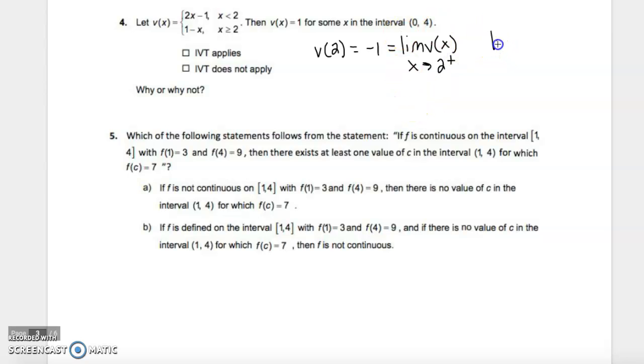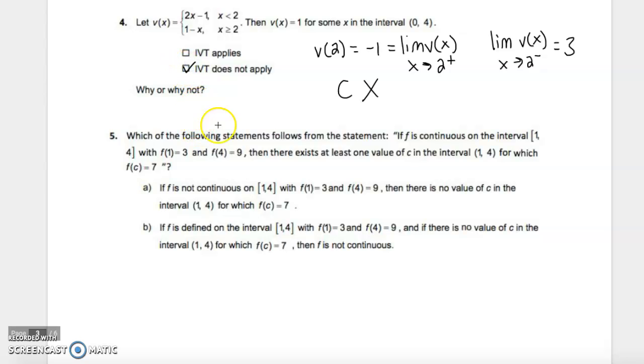Okay, then I'm going to go ahead and check the left-hand limit. And when I plug in 2 there, I end up with 2 times 2 is 4 minus 1, which is 3. So this function is also not continuous on the interval, because the interval that we're considering is from 0 to 4, and 2 is in that interval, so we can't use IVT.